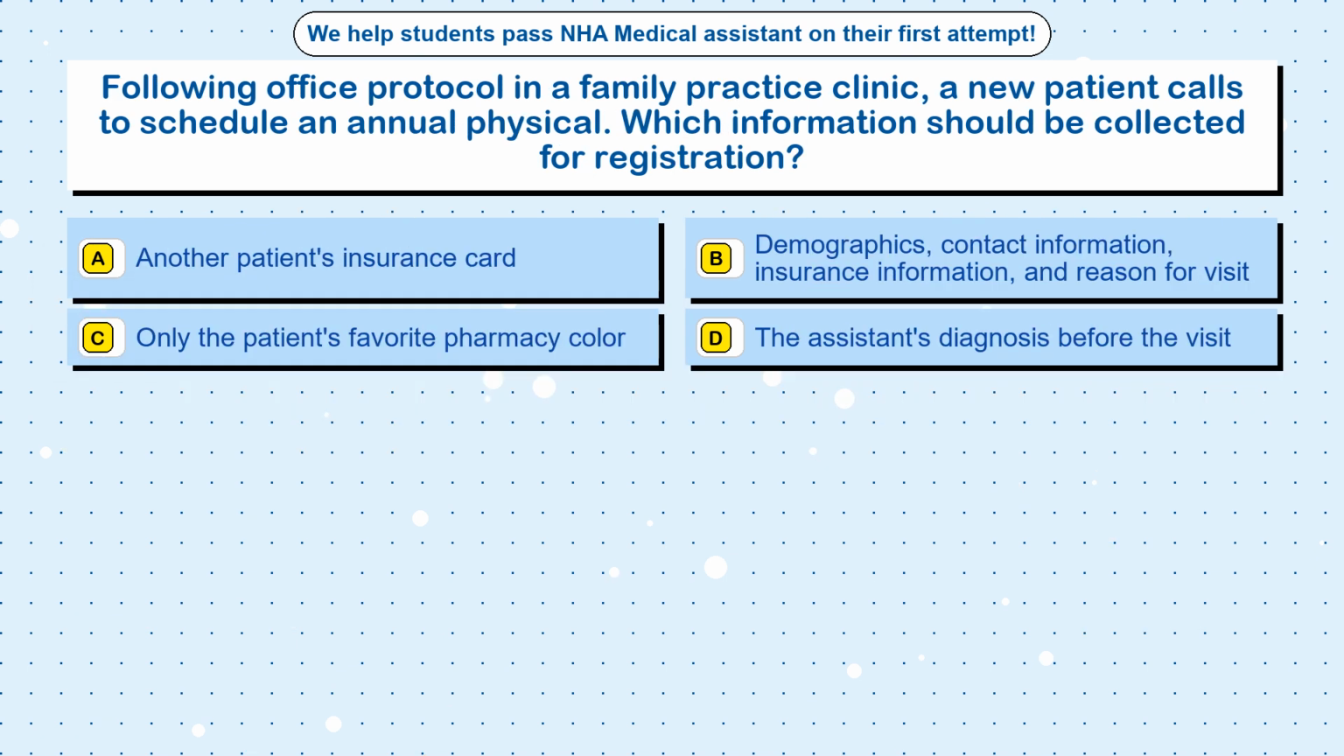Question 78. Following office protocol in a family practice clinic, a new patient calls to schedule an annual physical. Which information should be collected for registration? Option A, another patient's insurance card. Option B, demographics, contact information, insurance information, and reason for visit. Option C, only the patient's favorite pharmacy color. Option D, the assistant's diagnosis before the visit.